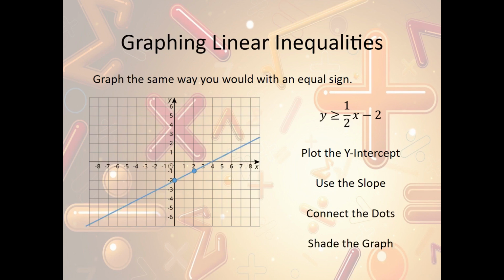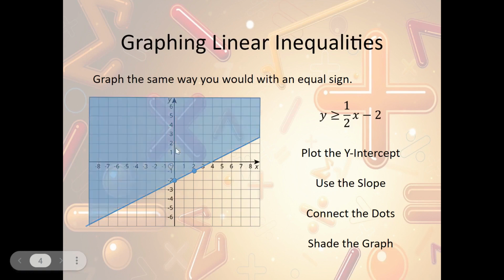And now I have my line. Now the difference is we're going to shade where the y values are bigger than the line. So I'm going to look at the y-axis here, and I'm going to see where the line crosses, which is here, and I want all the y's that are bigger than that line. Well, they're all up here, so I'm going to shade that area up there above the line.